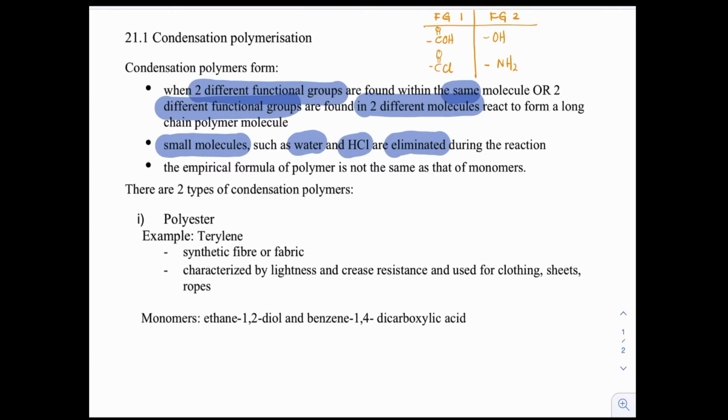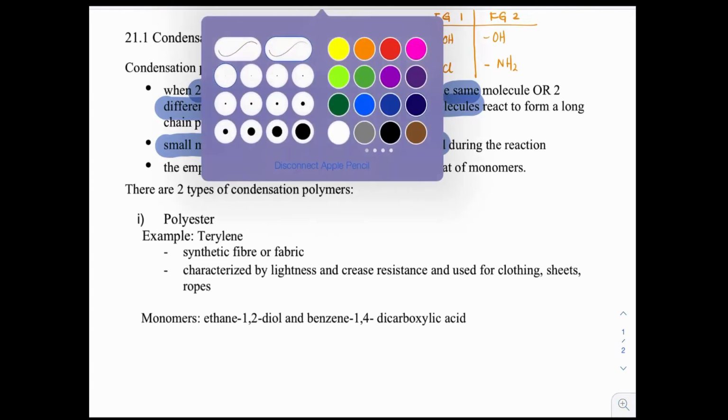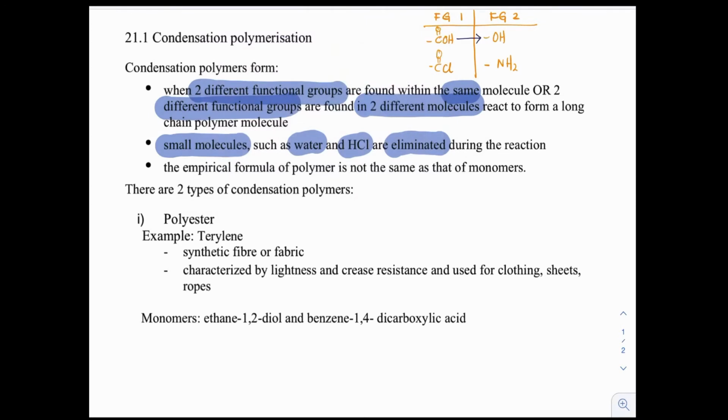Okay, so during the combinations, it could be the carboxylic acid reacting with the alcohol. During these reactions, the OH part of the carboxylic acid will be removed, and the H part of the alcohol will be removed. So you will get a C double bond O, which is from here, joining to this O, like this. So therefore, you will have a polyester. During this process, we will get H2O being eliminated.